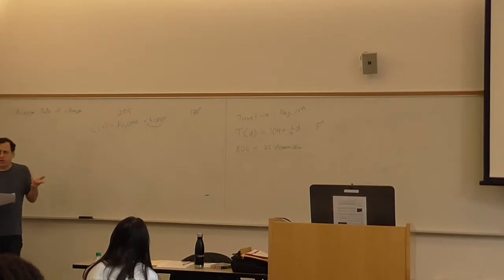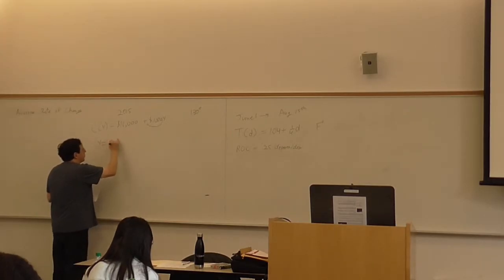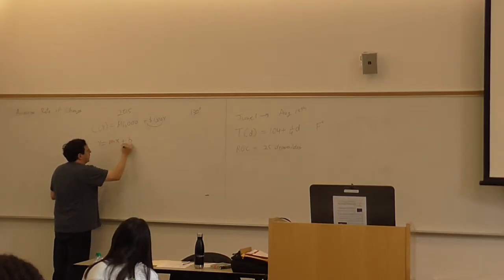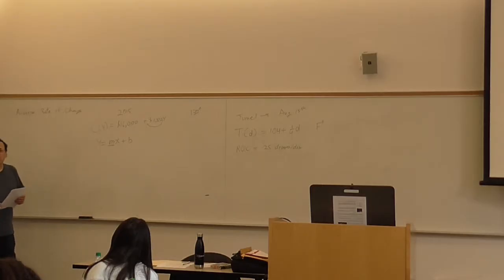You might note that if you think about this in terms of our slope-intercept form, y equals mx plus b, that rate of change is the slope. That is the slope on our function. Okay.